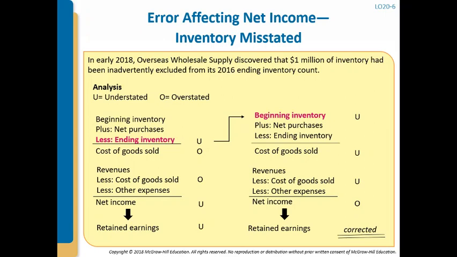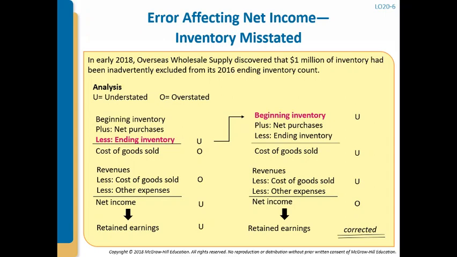You go to 2017, that next year, because ending inventory in 2016 is the same as beginning inventory in 2017, beginning inventory in 2017 is also understated. Therefore, cost of goods sold is understated in 2017, which means that net income in 2017 is going to be overstated by the same amount that it was understated in 2016.